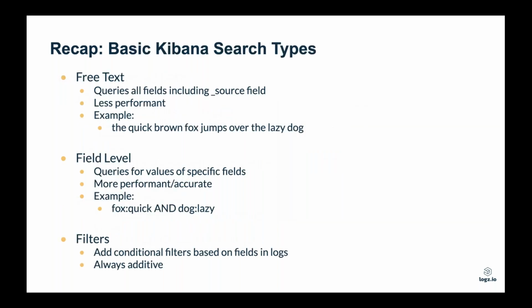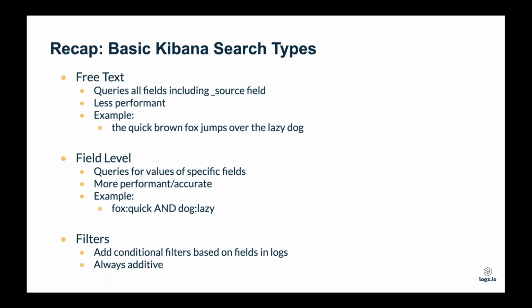Now, to wrap up the recap of Kibana Search Part 1, we're just going to go over the basic search types that we covered. The first and most simple is going to be a free text search. It's less performant than other search methods, and the reason is that this casts a very wide net. As you can see here, we have an example search query: The quick brown fox jumps over the lazy dog.